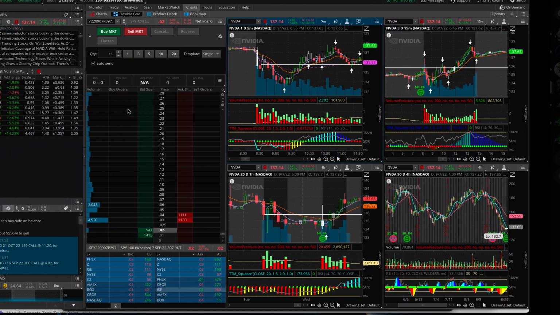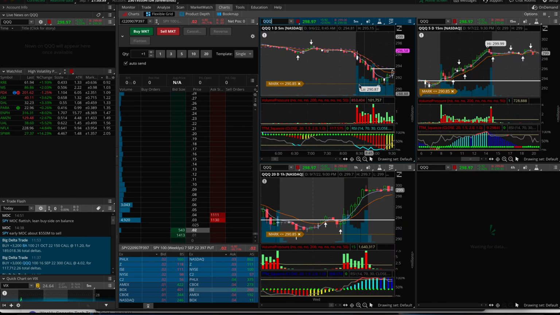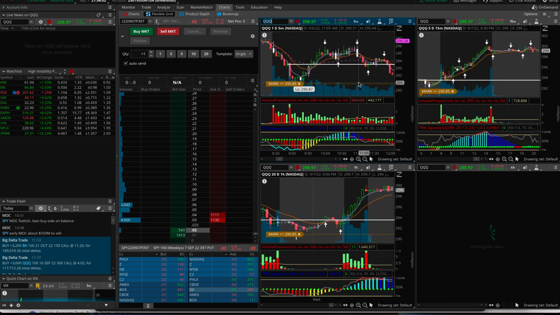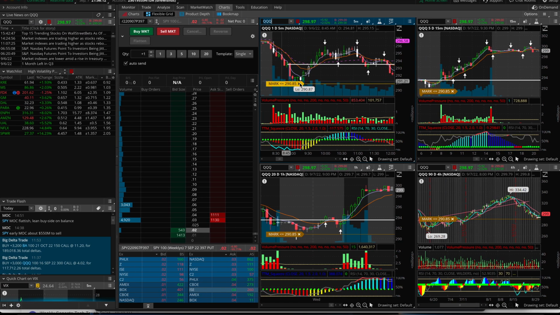All right, the last one we're going to look at is just QQQ. We're going to go take a look at this one and make sure that we're in here at the right level. All right, for QQQ, once again, the alert says: alert me when the price gets below 293.50. So coming back over here, there's my level set at 293.50.